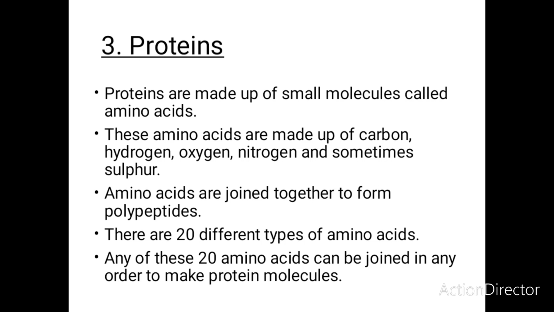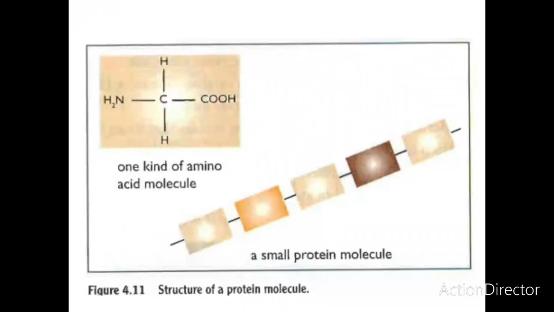So proteins are made up of small molecules that are called amino acids. These amino acids are made up of carbon, hydrogen, oxygen, nitrogen, and sometimes sulfur. So amino acids are joined together to form the polypeptides or proteins. There are 20 different types of amino acids, and any of these 20 amino acids can be joined together in any order to make protein molecules.